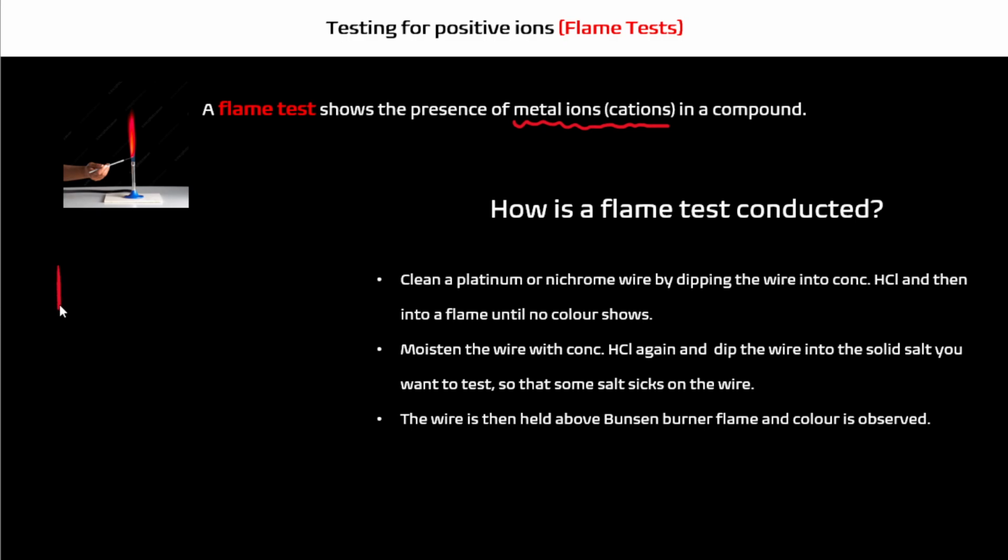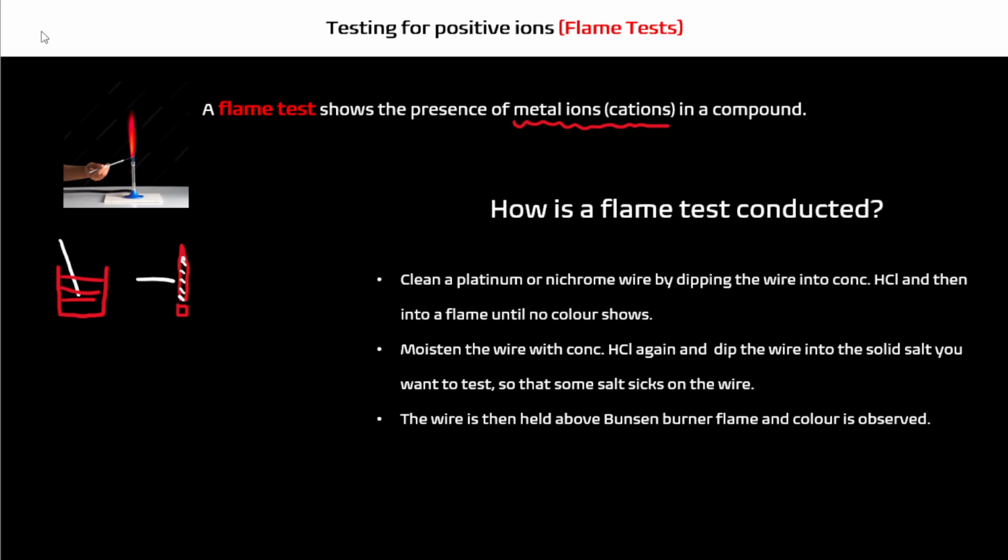So first you would have a jar of HCl, right? And you will put your wire into here, and this jar will have HCl. The reason why you're doing this is to clear off any impurities first, and then you're going to show it under a Bunsen burner. And if the flame does not have any colors, then you know that your platinum or nichrome wire is free of impurities and you can begin your experiment.